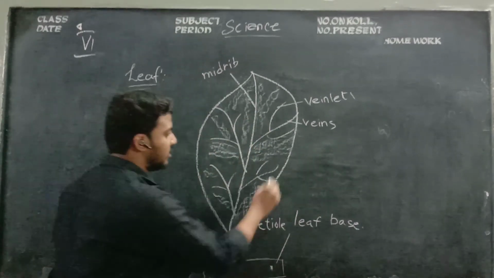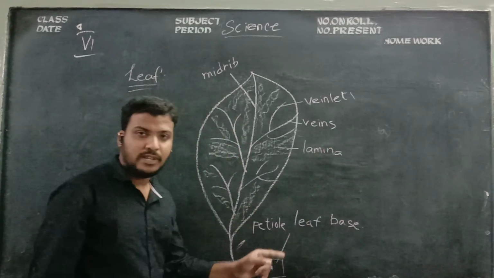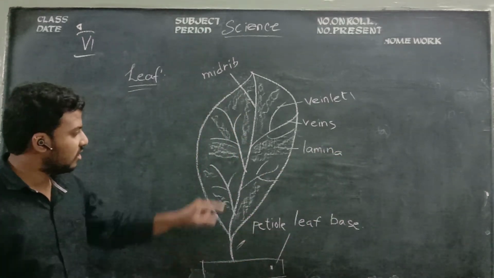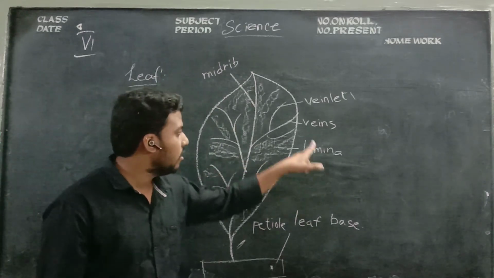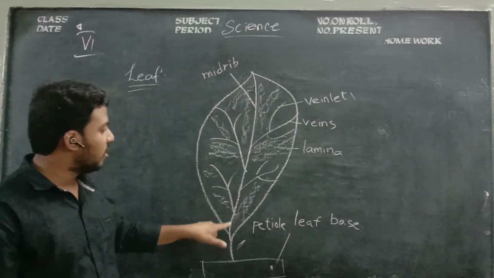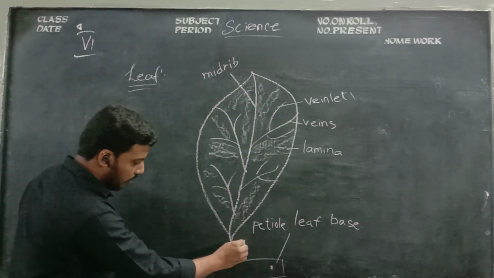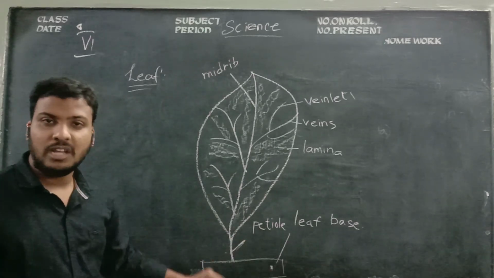Then I have drawn some shaded part now. This whole part is called the lamina. The greenish area of a leaf is called the lamina, children. Understand, children? The entire greenish part of the leaf is called the lamina. These are the veins, these are the veinlets and the petiole, children. This is the petiole, a thin structure, and this is the leaf base on which the leaf sits, children.